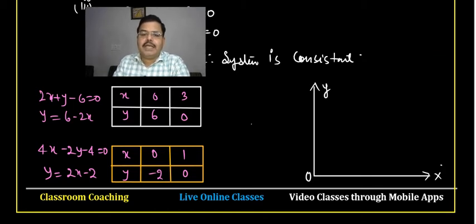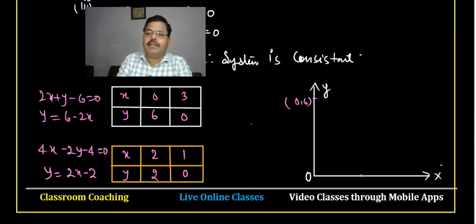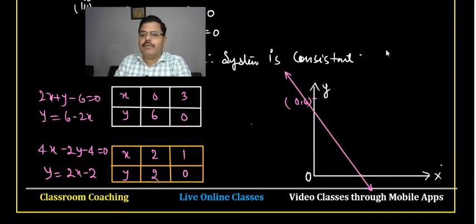So I can take another value. If I take x is equal to 2, then y is equal to 4 minus 2, which is 2, so y is 2. So there will be points like (0, 6), which will be somewhere like this, and (3, 0) will be just half of this. If I plot the graph of (0, 6) and (3, 0), the line will be like this.